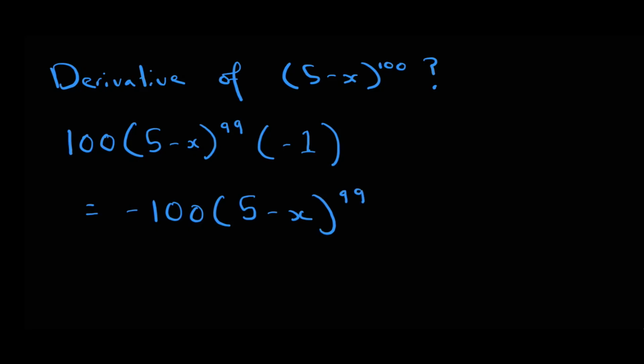So as you can see, first we differentiated the outer function, in this case using the power rule, but we kept the inner function the same, and then we multiplied the whole thing by the derivative of the inner function.